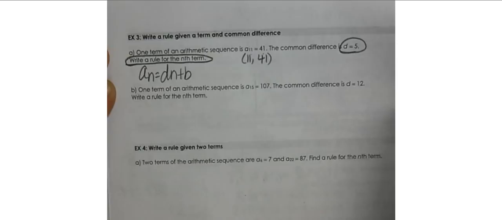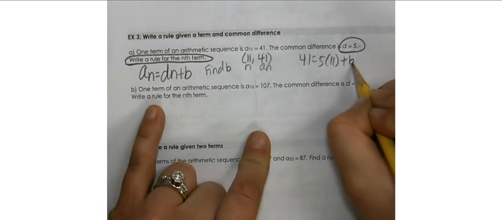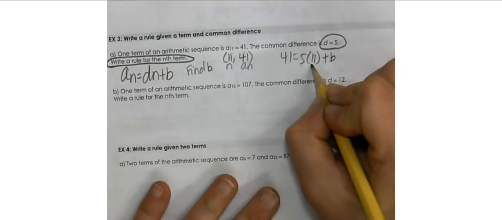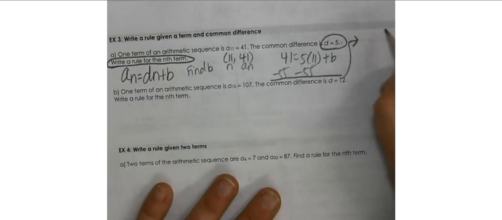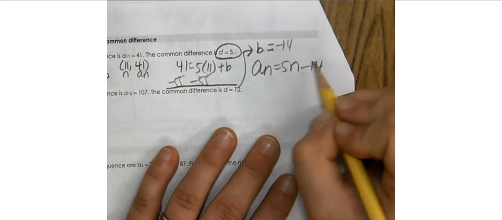Well, I have a d, I have an n, I have an a sub n. What I need to do is find what b is. So I'm going to simply go 41 is equal to 5 times 11 plus b. So 5 times 11 I know is 55, so I'm simply going to subtract 55 from both sides. And when I do that, I end up with b is equal to -14. So my equation is a sub n is equal to d, which is 5 times n minus 14. And that is my answer. There's nothing more for me to do. Let's go ahead and look at letter B.